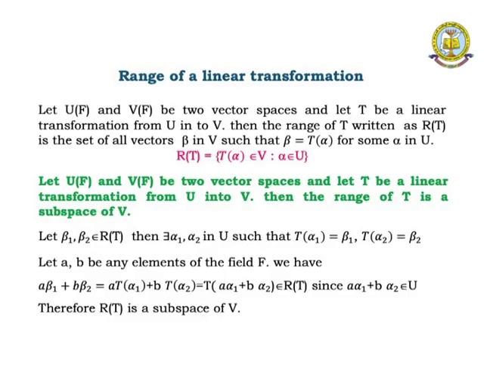because A alpha 1 plus B alpha 2 belongs to U. And why does A alpha 1 plus B alpha 2 belong to U? U is a vector space. Being a vector space, it is closed with respect to vector addition and scalar multiplication. So, range of T is a subspace of V.